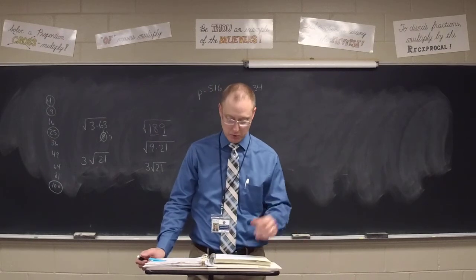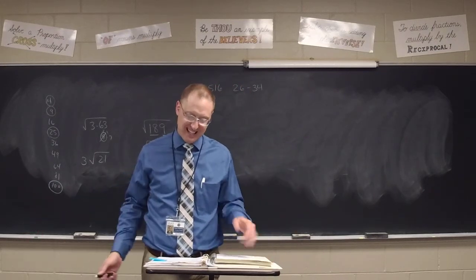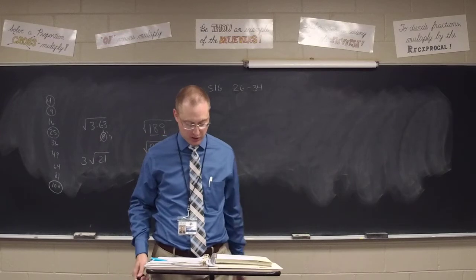15 times the square root of n. We take the square root of 225 to get 15. Can't do anything else with the n. Leave the square root of n, and there's our answer.